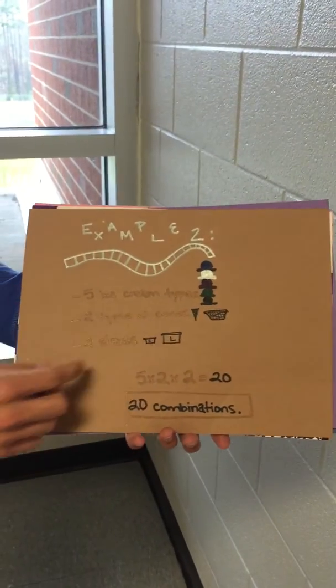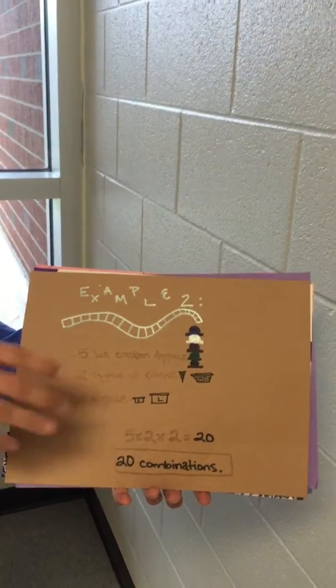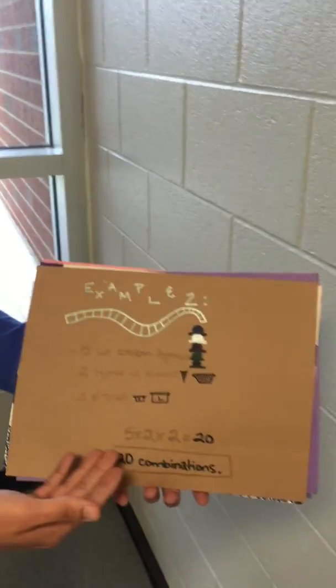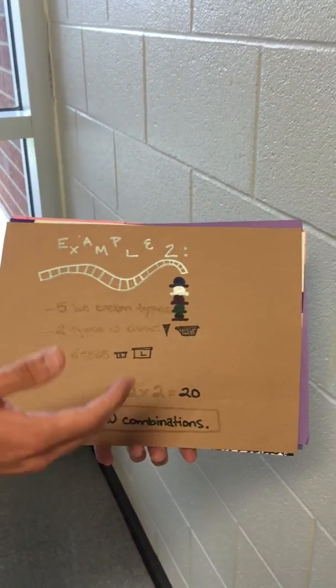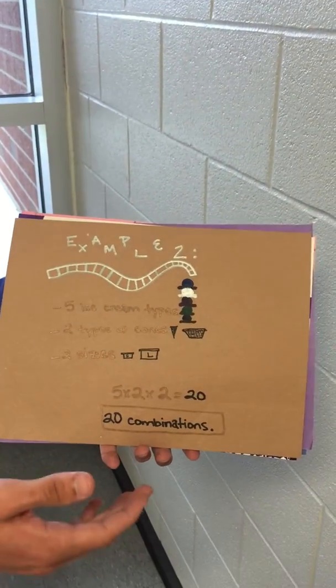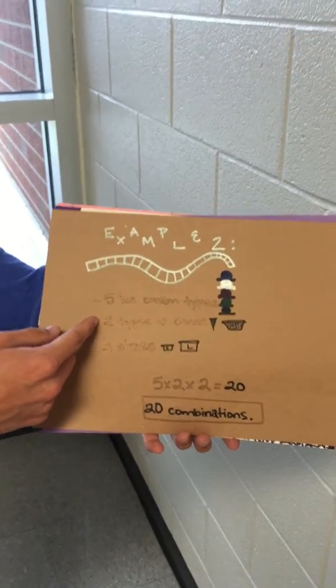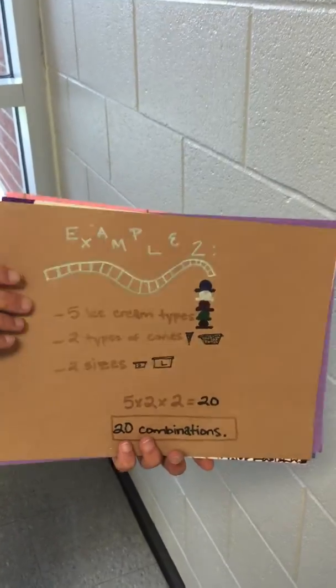Example 2. 5 ice cream types, 2 types of cones, and then you have 2 different sizes. So you have 5 ice cream types, we'll say vanilla, and then different colors of vanilla. 2 types of cones, waffle cone, and then a bowl. And then 2 different sizes, a small size and a large size. Again, that tree diagram is a little tedious for this, and counting all that would just be unnecessary. So we're just going to multiply 5 times 2 times 2, and that'll give us 20, which means 20 combinations.